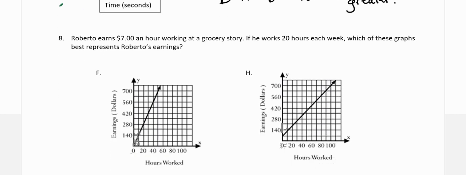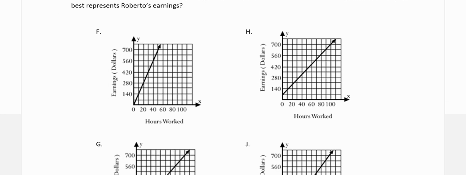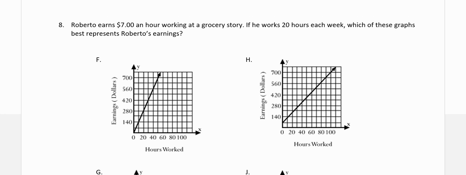Number 8, Roberto earns $70 an hour working at a grocery store. If he works 20 hours each week, which of these graphs best represents Roberto's earnings? Okay, so we're looking for a graph where he works 20 hours each week, and he's also earning $7 per hour.